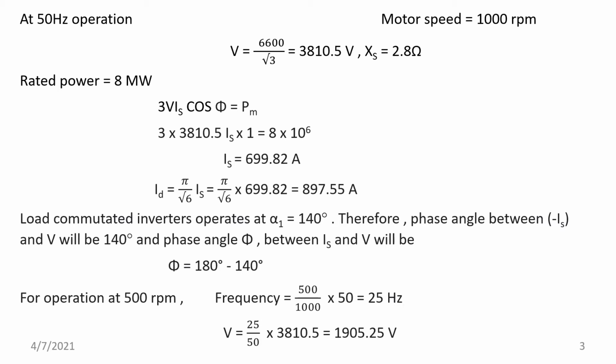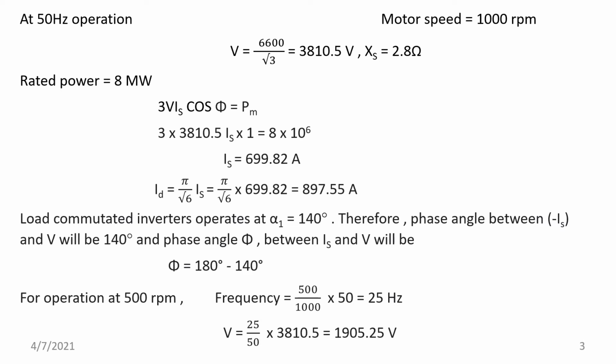Here I_S is the unknown you are going to work out. So I have substituted 3 into V, which we just calculated as 3810.5, into I_S, the unknown, and cos phi, unity power factor as mentioned in the question, so into 1. If you simplify that, I_S is 699.82 amps. If I know I_S, I can calculate I_D, where the equation is pi into I_S divided by root 6. Substituting I_S as 699.82 into pi by root 6 and simplifying, my answer for I_D is 897.55 amps.